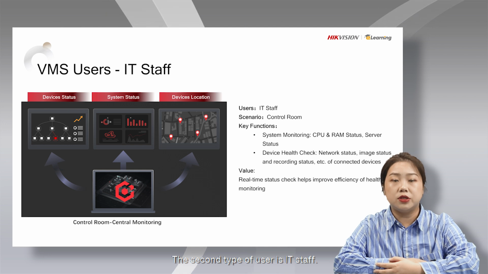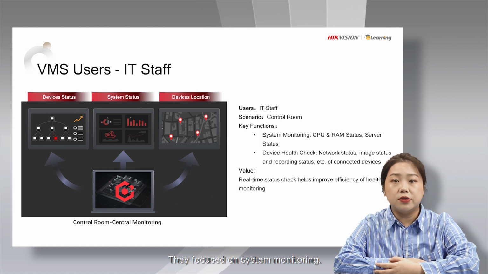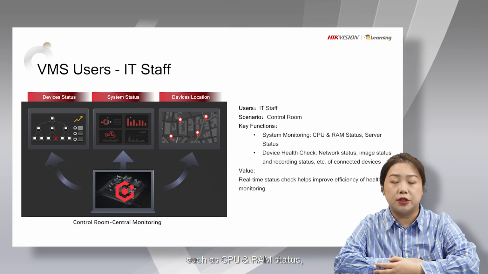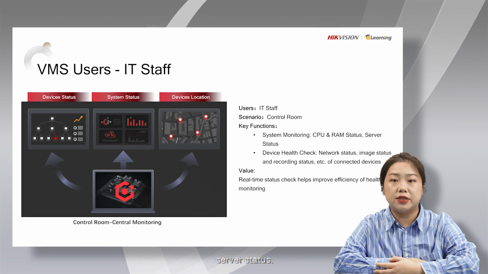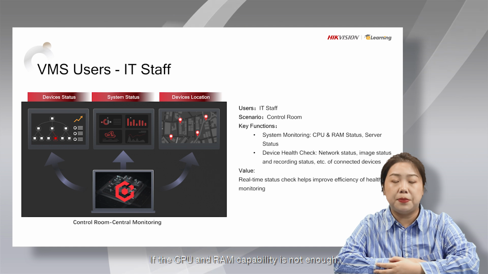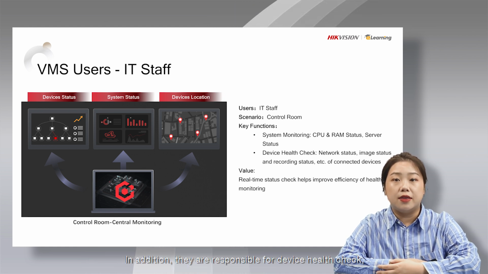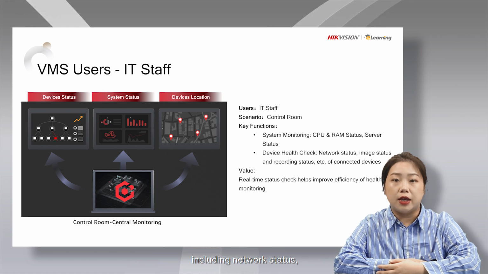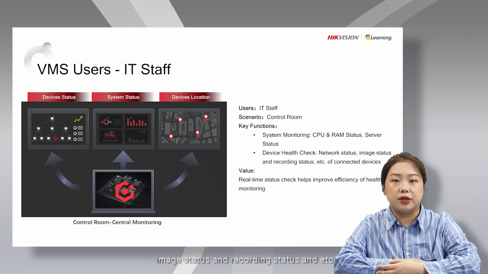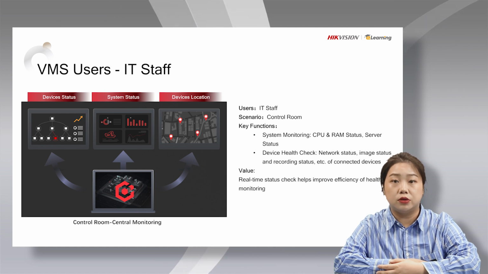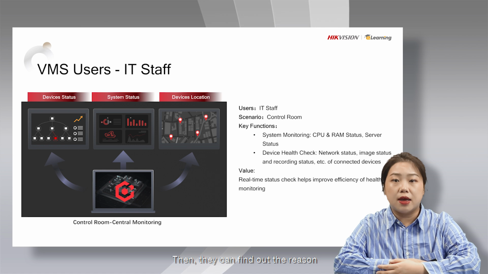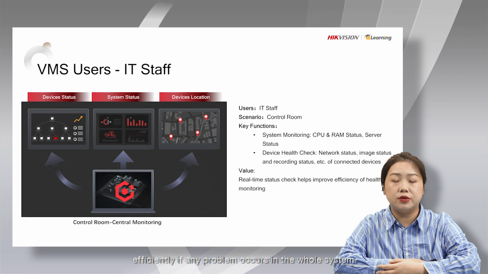The second type of user is IT staff. The common scenario is also the control room. They are focused on system monitoring such as CPU and RAM status, server status. If the CPU and RAM capability is not enough, IT staff can expand them in advance to improve server status. In addition, they are responsible for device health tracking, including network status, image status, and recording status, and etc. of connected devices. Then, they can find out the reason efficiently if any problem occurs in the whole system.